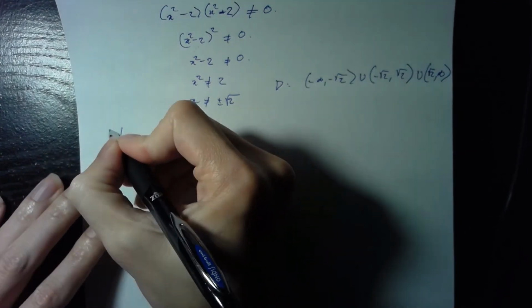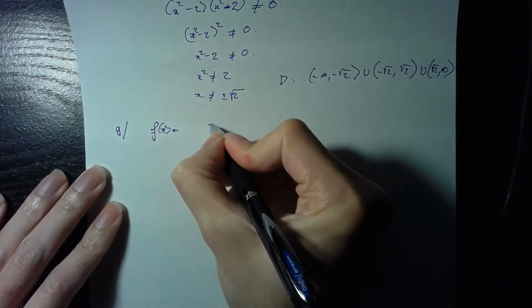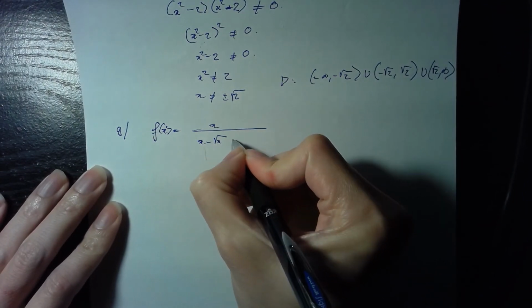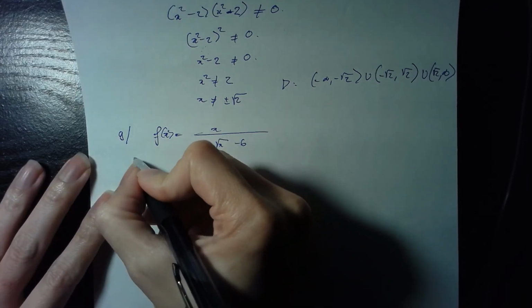G. Okay, G looks like this. I have x over x minus square root of x minus 6. I know finding the domain is hard, but you guys have to train your brain to think critically. Finding the domain is a way of training your brain how to think logically. Okay. Again, on the top we don't have radicals, so we don't have to consider the top.